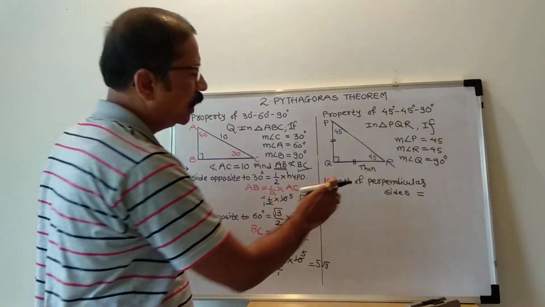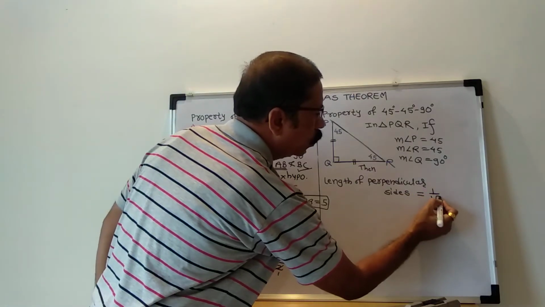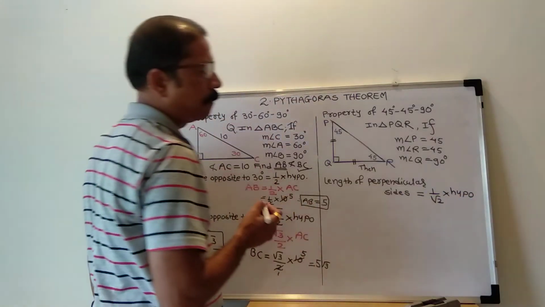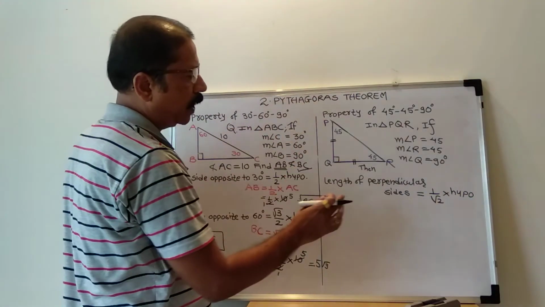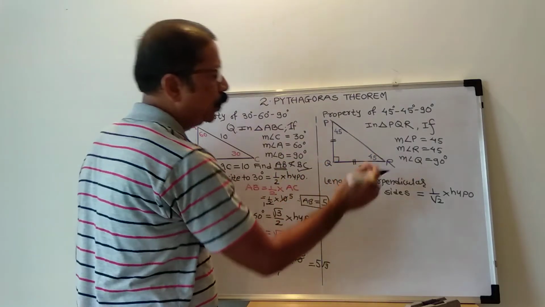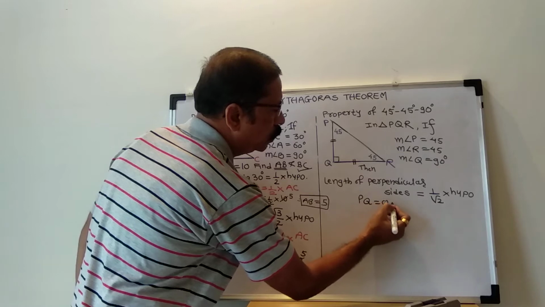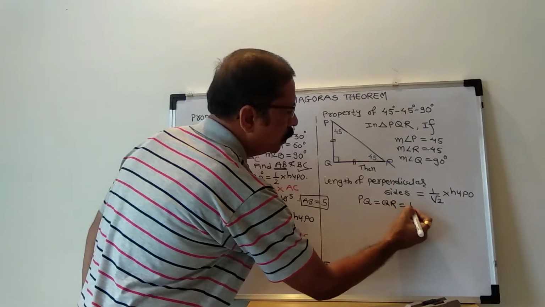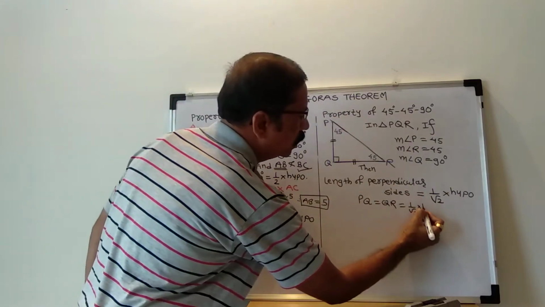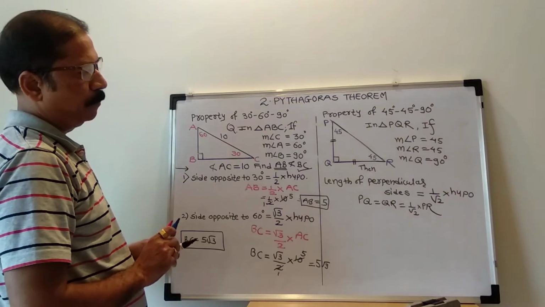Therefore the formula is given like this. Length of perpendicular sides is equal to 1 upon root 2 times the hypotenuse. And from the diagram you can write which are the perpendicular sides. PQ and QR are the perpendicular sides. PQ is equal to QR is equal to 1 upon root 2 times the hypotenuse, that is PR. This is the formula.